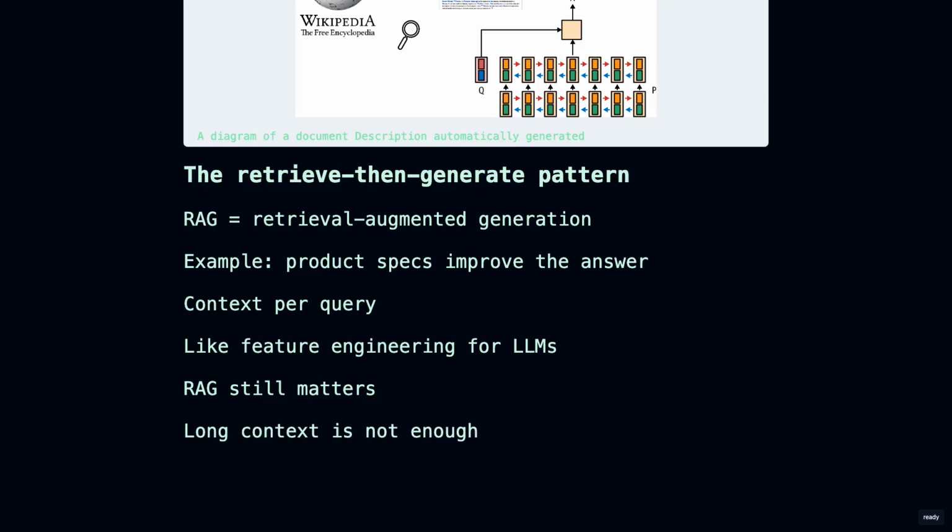A larger context window does not guarantee better use of that context. RAG can lower token cost, reduce latency, and focus the model on the most relevant material for the query.